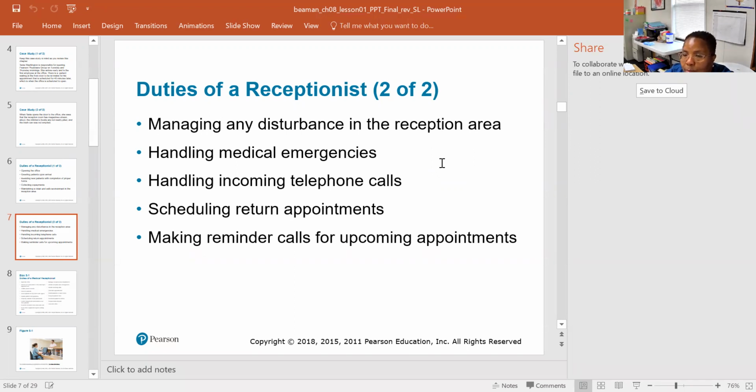It says scheduled return appointments. When I was at the office, I scheduled the patients for them to come in. That's another thing. I scheduled for the patients to come in.